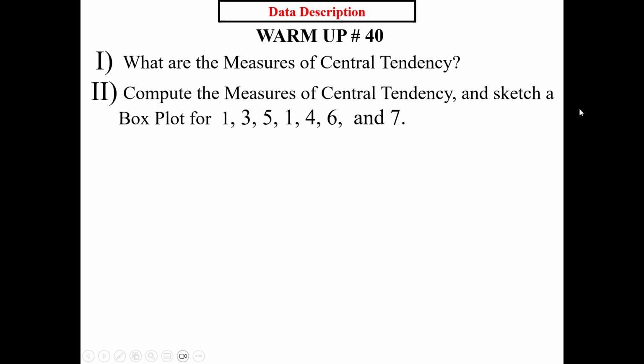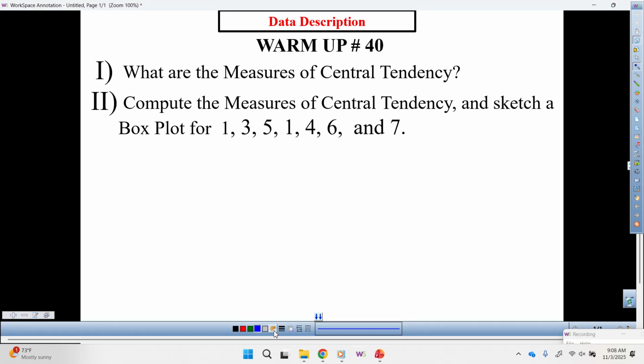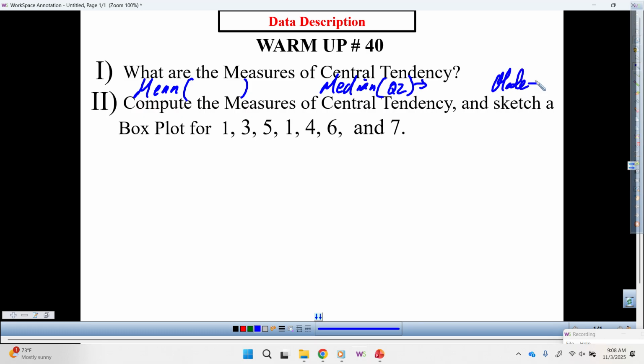What are the measures? Mean, mode, and median. So mean, and remind your neighbor what two symbols we use for the mean. Let's see, what two symbols do we use for the mean? Let's go with Thomas. X with a line on top, and the Greek mu. Yes, that is correct.